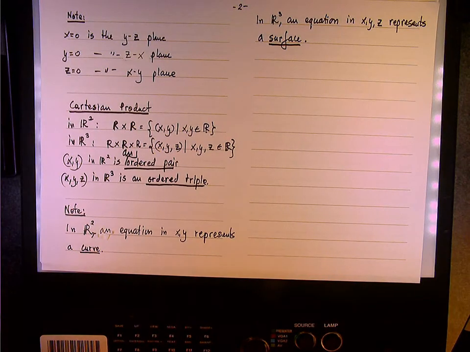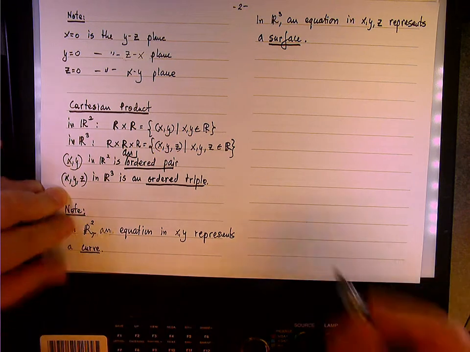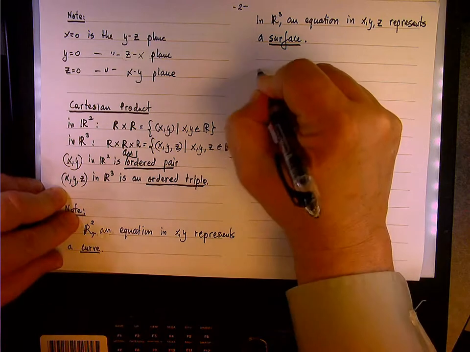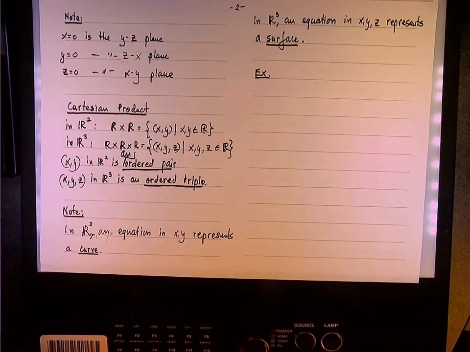Now, we dealt with surfaces in calculus 2, but that was a special case where we dealt with surfaces of solids of revolution. So in this course, we'll deal with other kinds of surfaces. All right. So here's the first example, or the second example, actually.